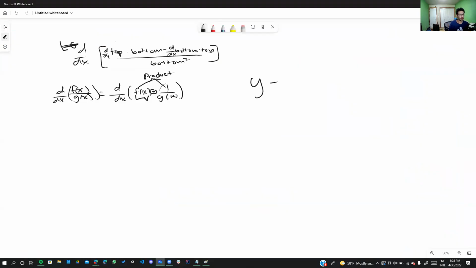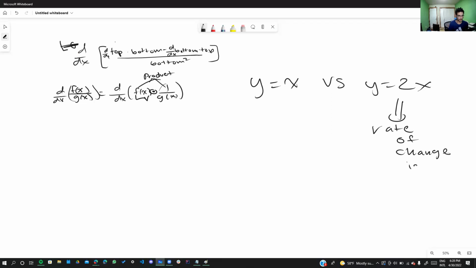Okay, don't we agree? So y equals x versus y equals 2x. The rate of change is double for this compared to this. So this one grows twice as fast. So we would expect it to have twice the slope, right? In order to reach that twice the amount, right?